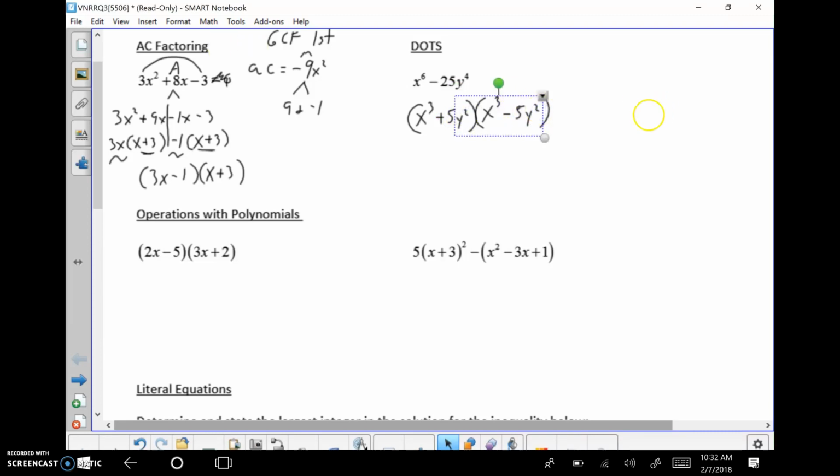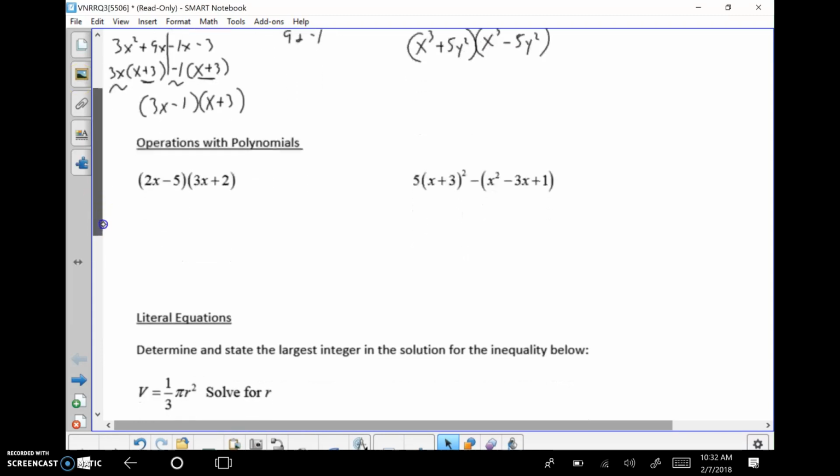You need to look at your DOTS a second time, or you should really look at all your factoring after you factor and say, can it be factored further? Is there a GCF? Is it a DOTS? Like I have a minus sign. Is this also a DOTS? And sometimes it is. But this one's not a DOTS anymore because 5's not squared and 3 is an odd exponent. So that's as far as that one can go. All right, so that's just some factoring review.